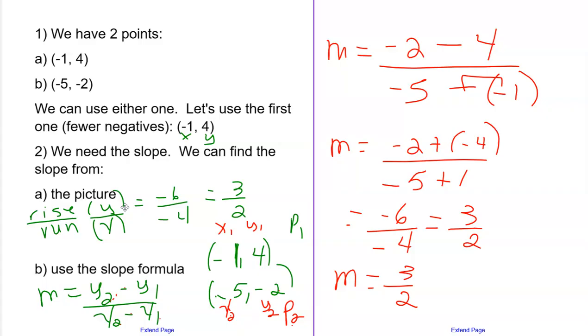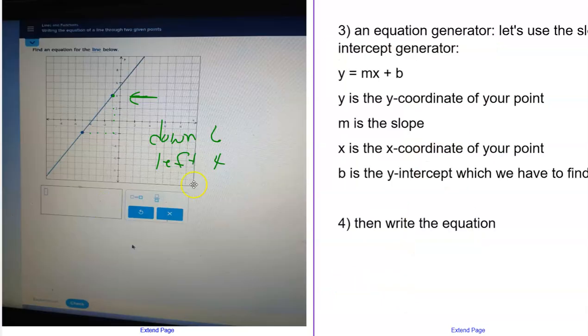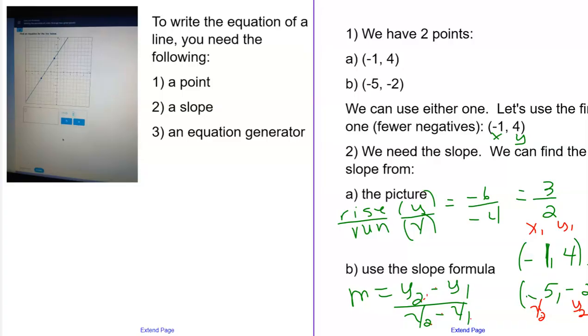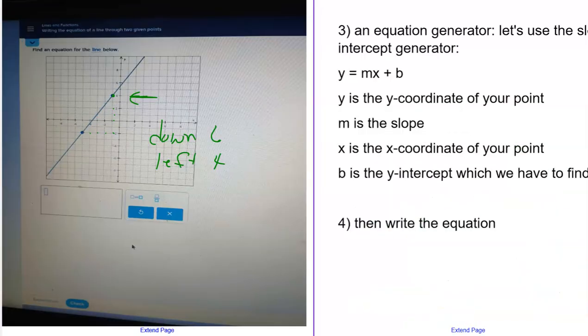So we have the point that we're going to use, and we have the slope. The equation generator that we're going to use is the slope-intercept generator. So this is y equals mx plus b. y is the y-coordinate of the point. m is the slope. x is the x-coordinate of the point. We said that we were going to use (-1, 4). So this is x and that's y.